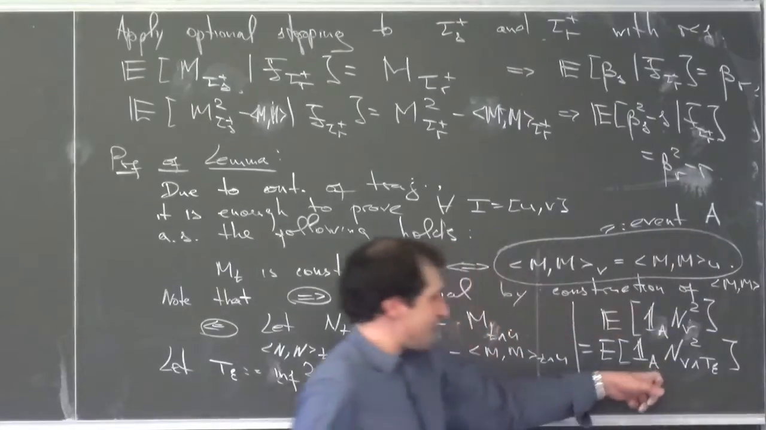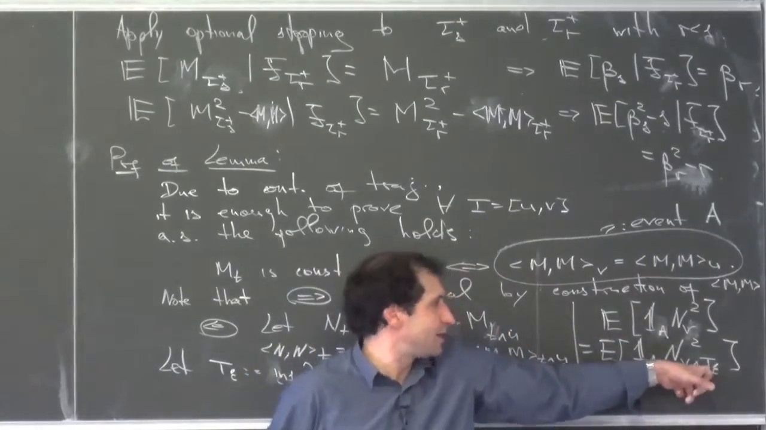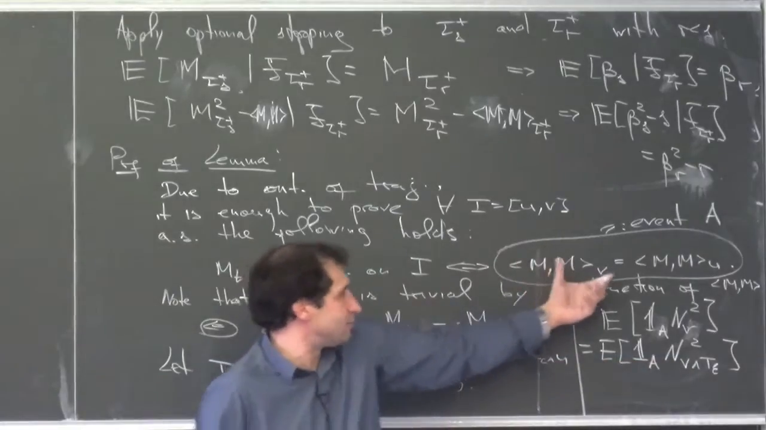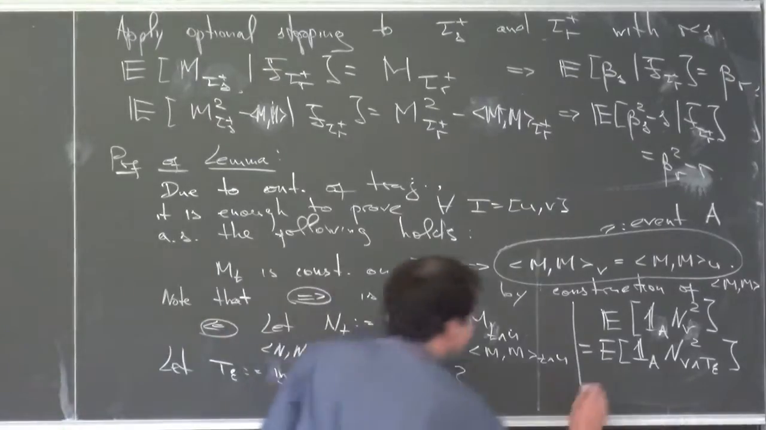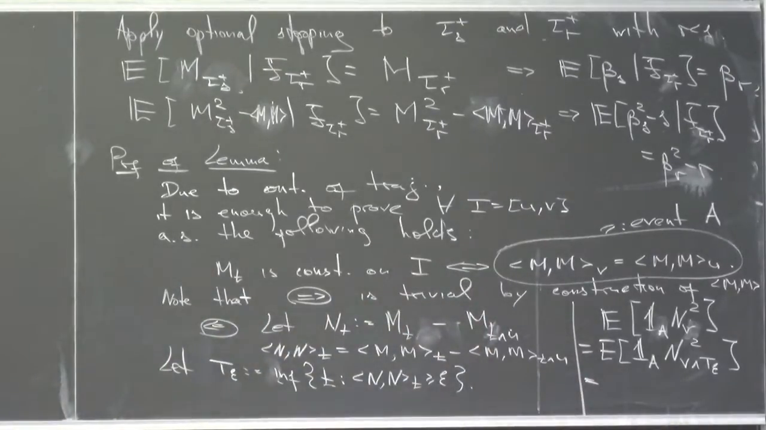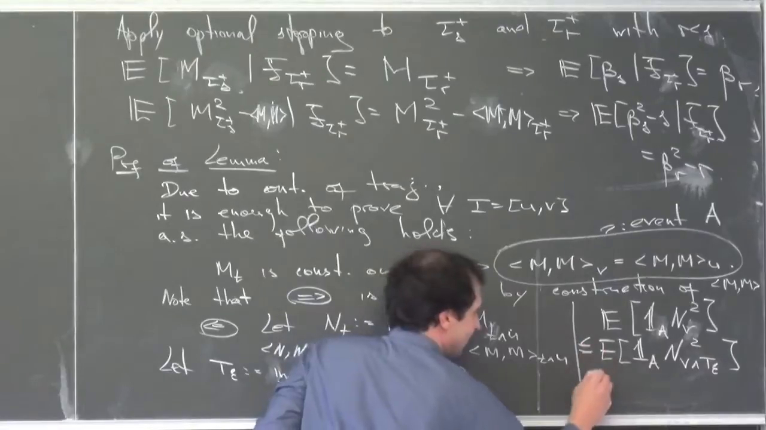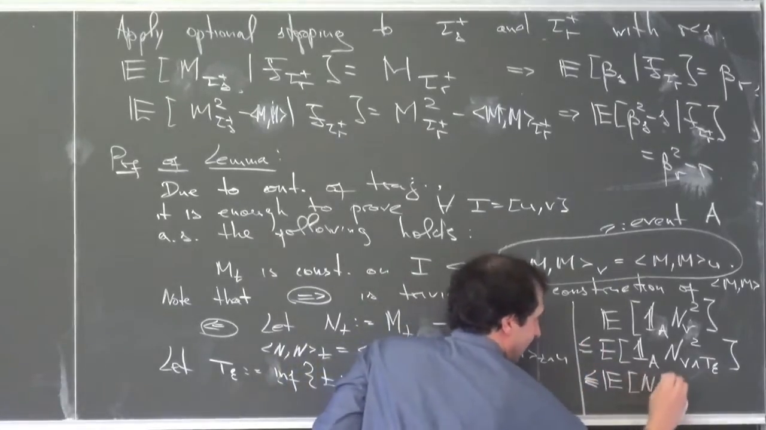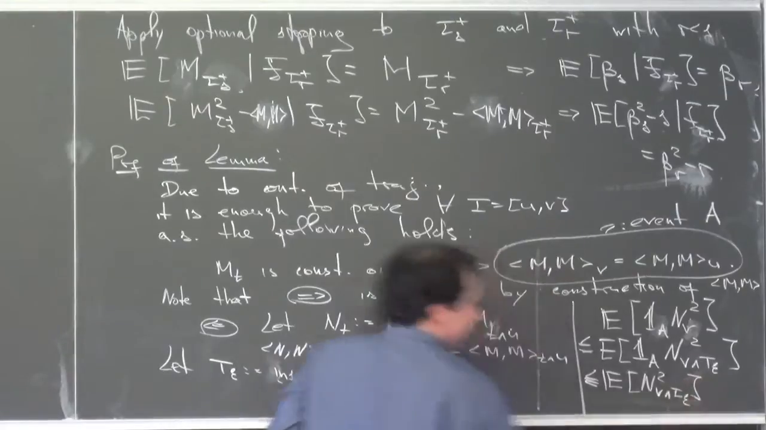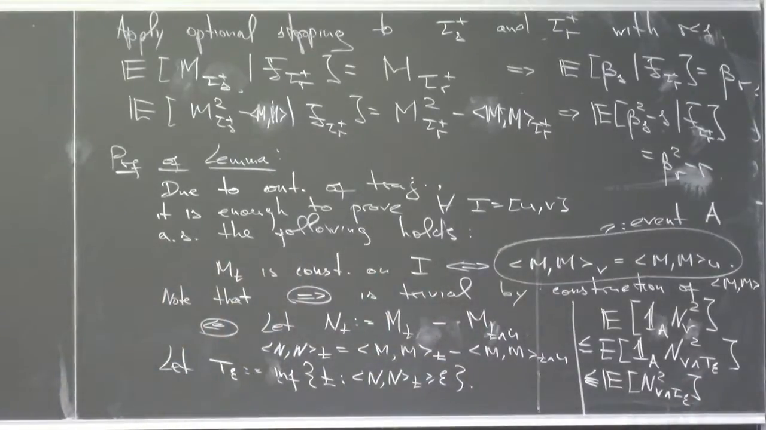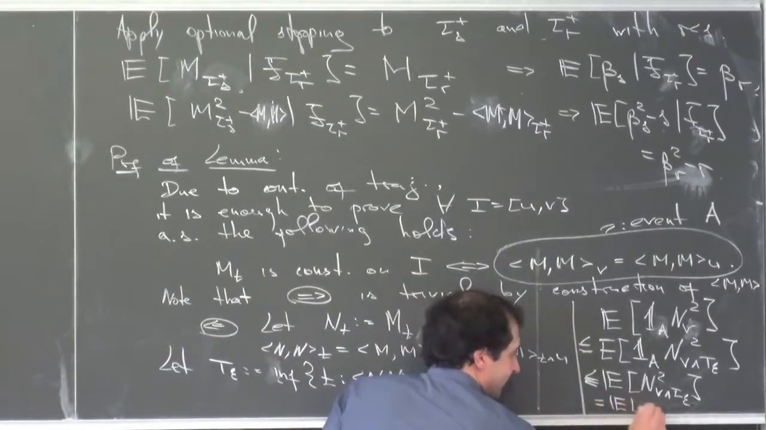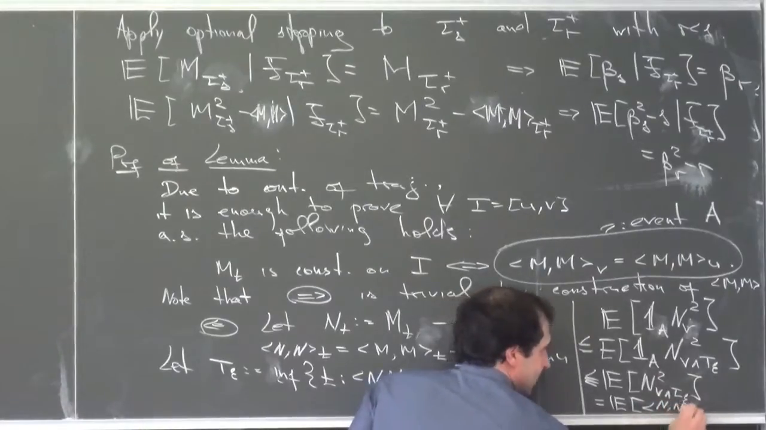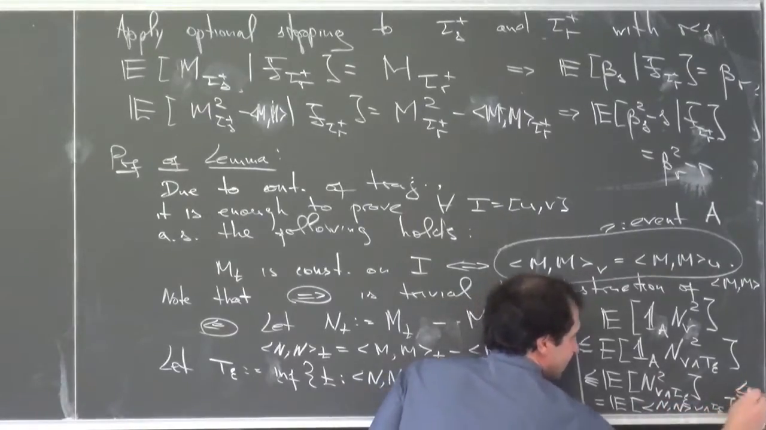If I'm on the event A, then t epsilon exceeds v. On this interval, the quadratic variation does not grow, so it starts growing later. So this is that. And this is obviously less than the expectation of just the square of the martingale stopped there. And this is the expectation of the quadratic variation stopped at this time. And this is less than epsilon.